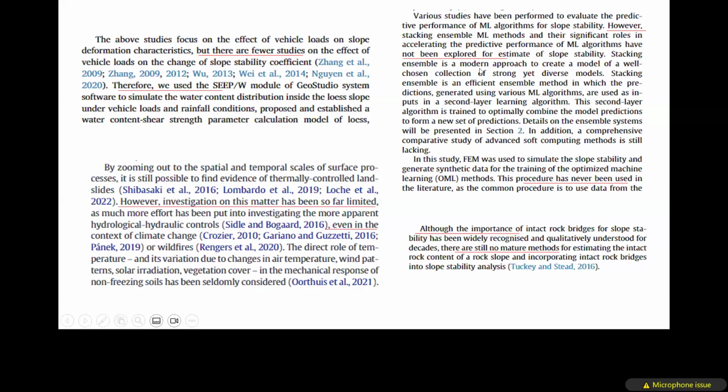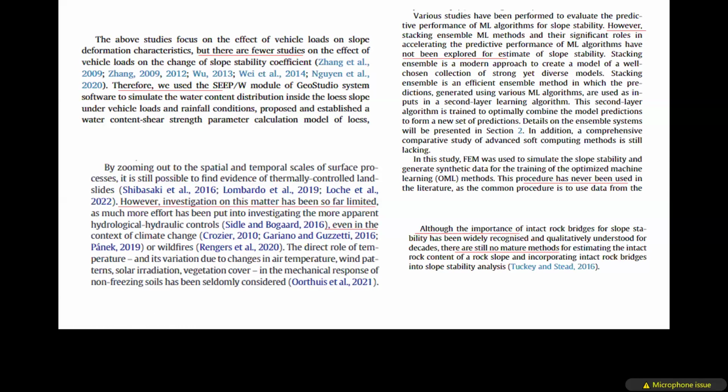Now on the right hand side of the write-up here: various studies have been performed to evaluate the predictive performance of ML algorithms for stability. However, stacking ensemble ML methods and the significant role of accelerated predictive performance have not been explored for estimation. Now, can you see he's starting with various studies. The previous studies have done so many things. However, something is missing. Something has not been explored, right? So again this word, however, has given a very strong basis for what they are doing, right?